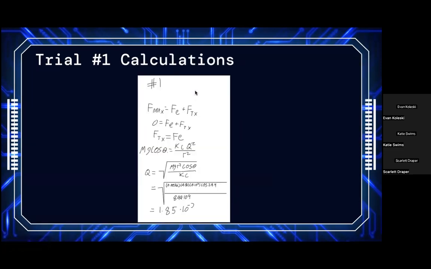Here are the calculations for trial 1. As you see, we set the force of tension equal to the electric force. And using that, we can find the charge Q. And since we are assuming both the charges are equal, we just put that as Q squared.